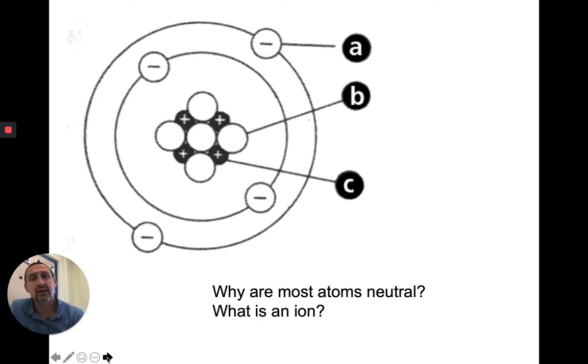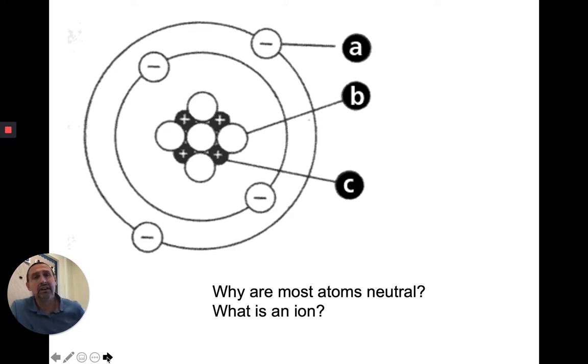C are protons. So protons and neutrons make up the nucleus. That's where the atom gets its weight or mass. Electrons orbit the nucleus. Now you'll notice that there are 4 protons. They are positively charged. There are 4 electrons. They are negatively charged. So those two things cancel each other out.